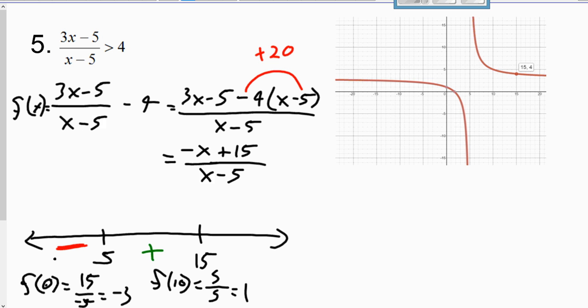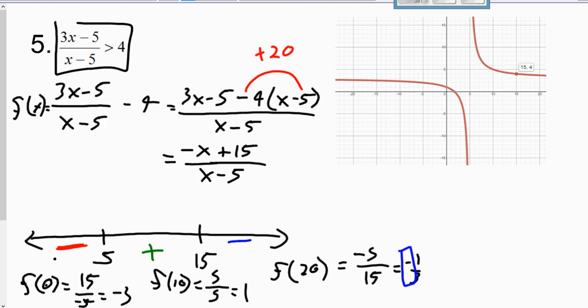And the last one, 15, let's just do f of 20, something in the interval from 15 to infinity. So I chose 20, so I get negative 20 plus 15, so that's negative 5 over 15. So that's going to be negative 1/3, but what I care most about is that it's negative. So as I'm answering this question, when is this greater than 4? Okay, non-inclusive, so I'm going to have open brackets. So I want to know when this function is greater than, so that's when it's positive. So I'm going to have on the interval from 5 to 15, open brackets at each.